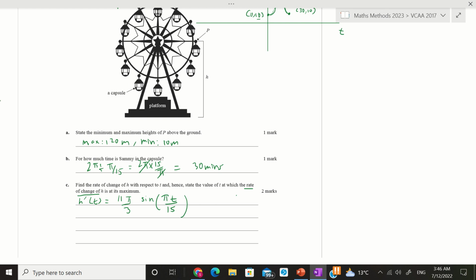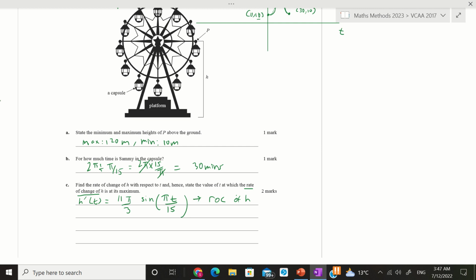In order to find when the rate of change is at its maximum, we'll probably need to use the second derivative. We can't just use the first derivative, because the first derivative will only tell us when the value of h will be at its maximum, not the value of the rate of change of h. But it turns out we don't actually need to find the second derivative. All we have to do is examine this equation here. This equation gives us the rate of change of h.